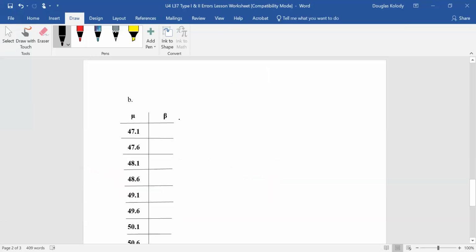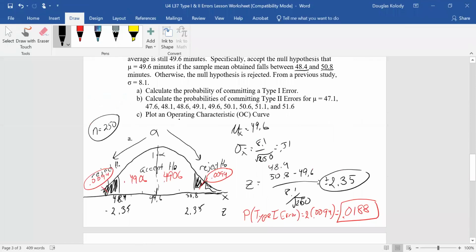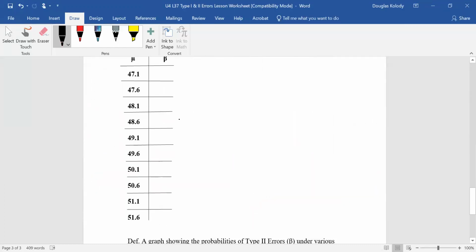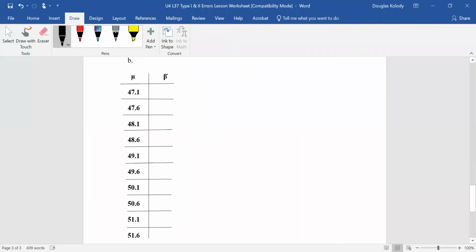So now we move down to part B. Calculate the probabilities of committing type 2 errors for mu equals 47.1, 47.6, and so on and so forth. I created a table right here. And beta, remember, is the probability of type 2 errors. For homework, you're going to complete this table. I'm going to start it for you.